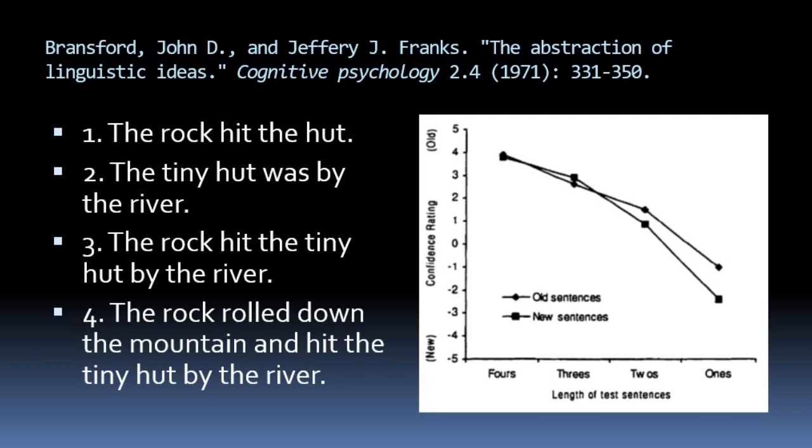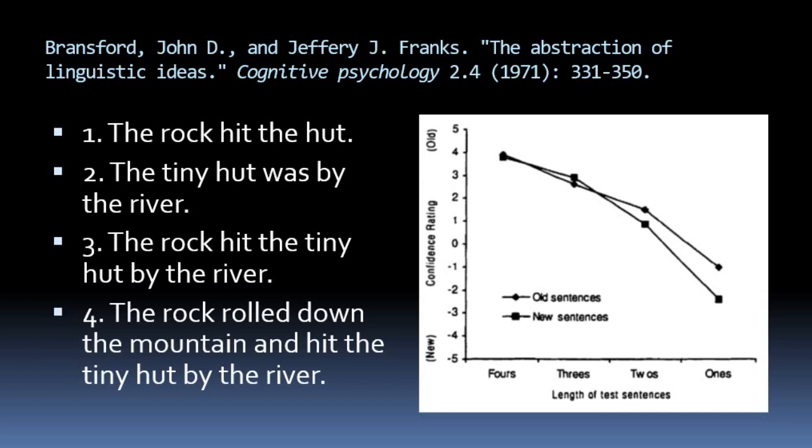What they did is give people a bunch of sentences. They gave sentences like the rock hit the hut, or the tiny hut was by the river, or the rock hit the tiny hut by the river. So they're presenting them a bunch of sentences. Does everybody know what a proposition is? A simple proposition is just the attribution of a property to an object. That's the simplest form of truth-bearing sentence that you can have. So the rock hit the hut is a one proposition sentence.